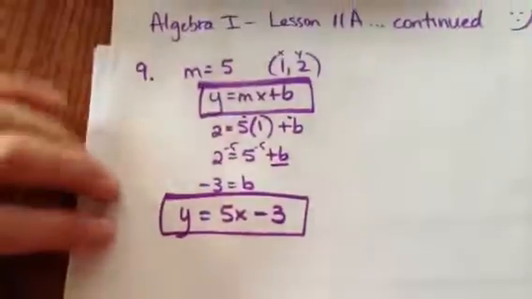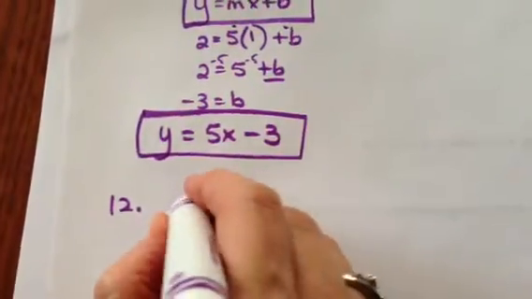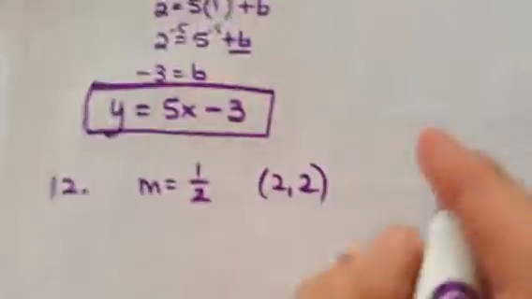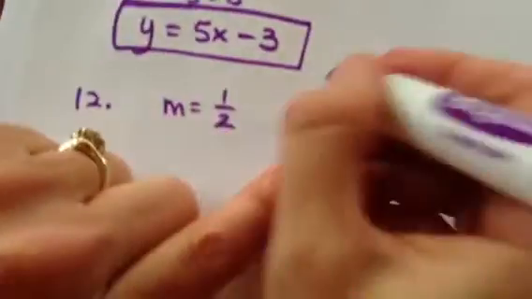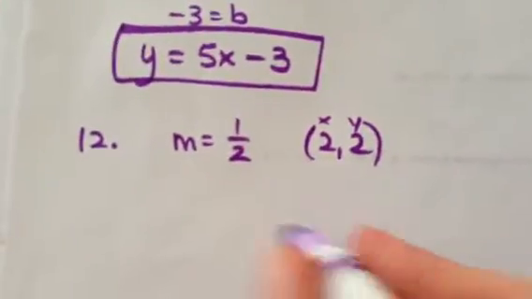All right, let's try another one. I'm going to do number 12 because I see that it has a fraction. It tells me my slope is 1/2, and it gives me the point (2, 2). I don't really like the fact that they picked this point just because both my x and my y values happen to be the same. I'll try to hold it real still, okay, because it makes them dizzy.